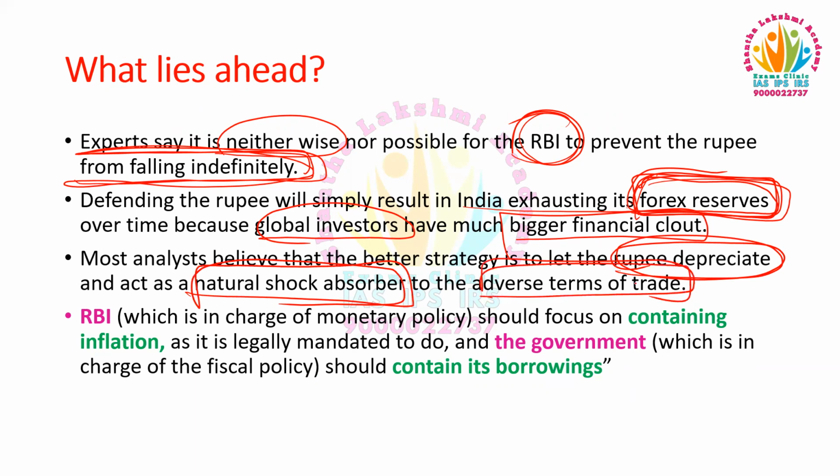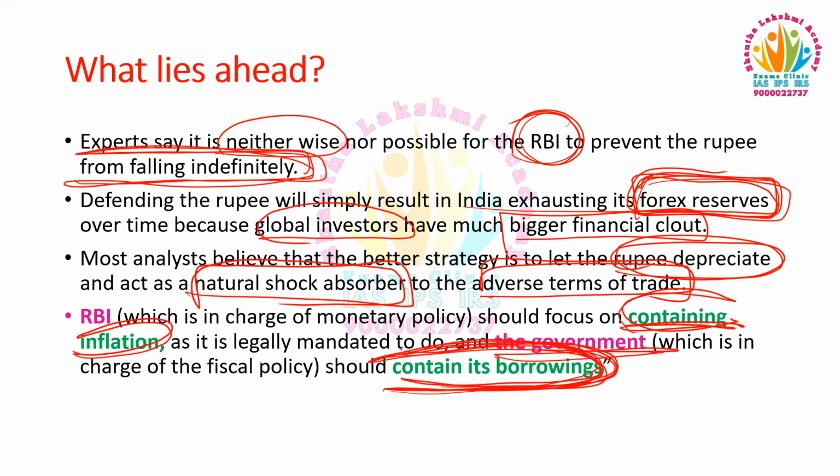And the RBI, which is in charge of monetary policy, should focus on containing inflation, and the government should focus on containing its borrowings. So this is the only way forward to mitigate the negative impacts of a weakening rupee. RBI to contain inflation, and the government should take measures to lessen its borrowings.